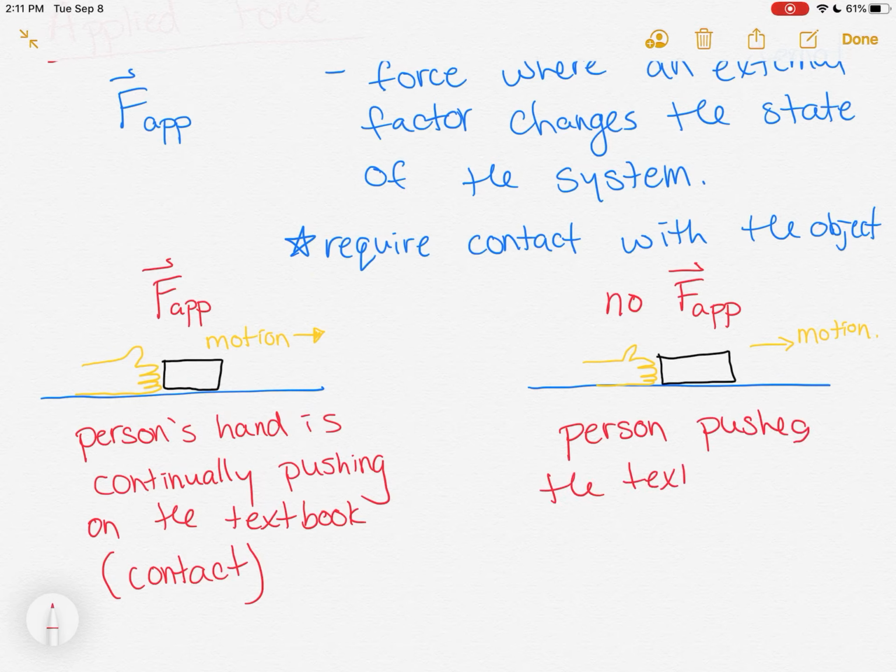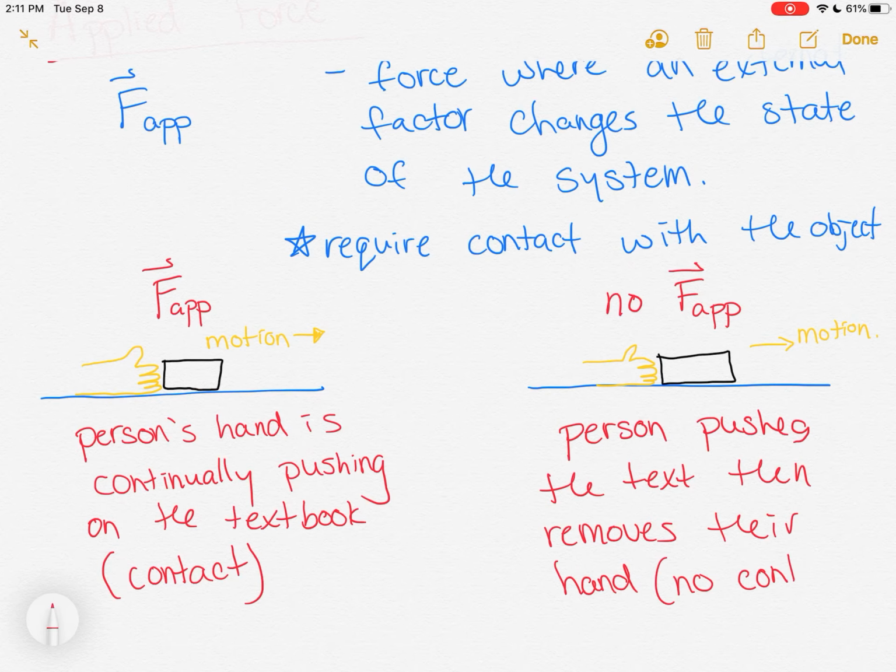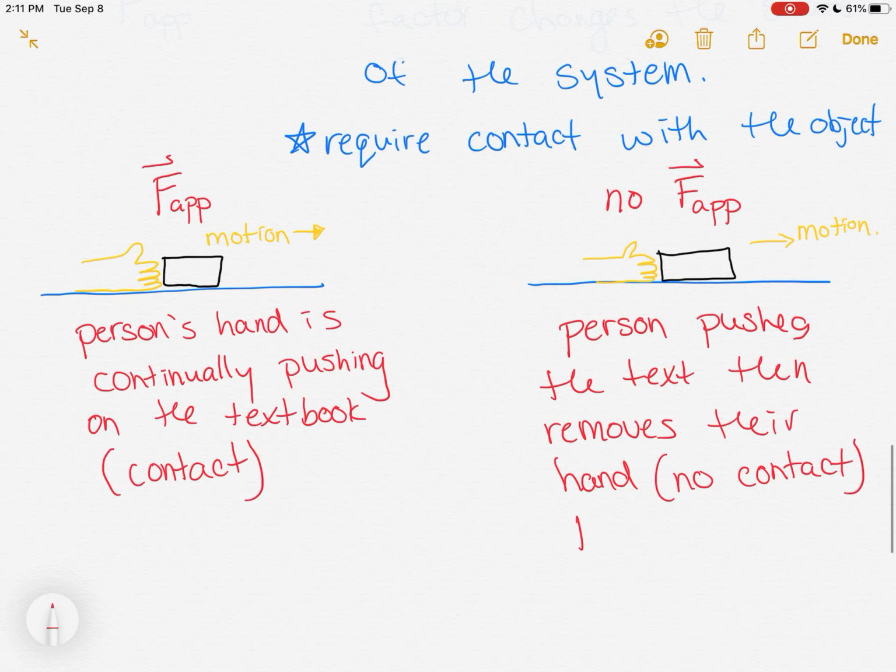pushes the textbook, then removes their hand, so there's no contact. And the textbook is just sliding across the desk. Okay, so I'm sure all of you have done this at some point on your desk, at one of the lab benches at school, on the kitchen table at home, or at a table at a restaurant. Like, I'm sure this has happened to every single person.